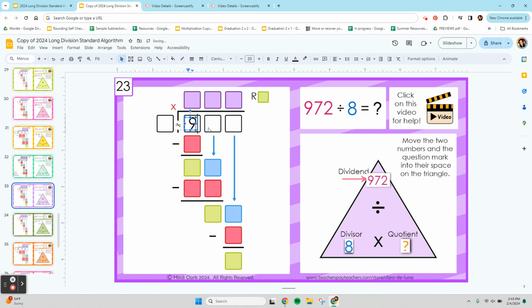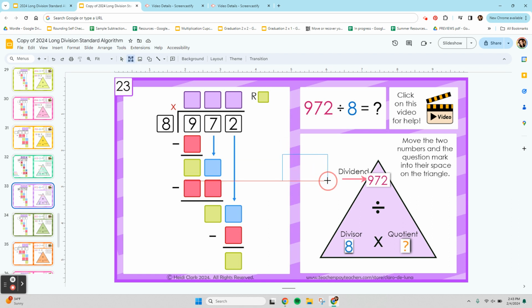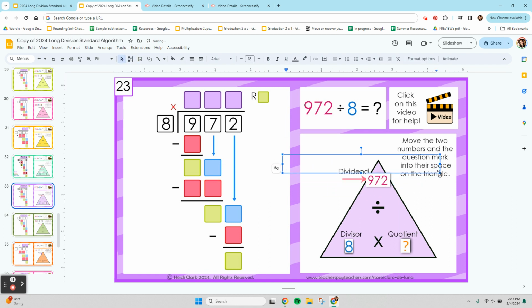Just click and type, or if you're on an iPad, double click and type. And also you can follow along with a piece of paper or whiteboard too. We're dividing by 8, and so it's going to be really helpful to write out your multiples of 8. So I encourage you to do that so that you have it at the ready.